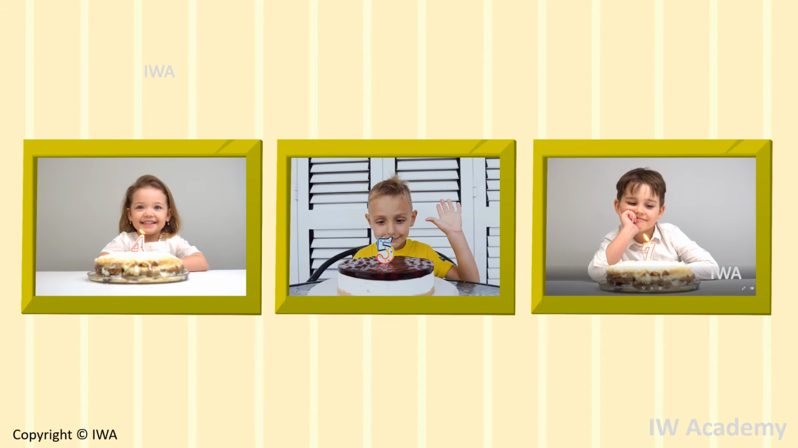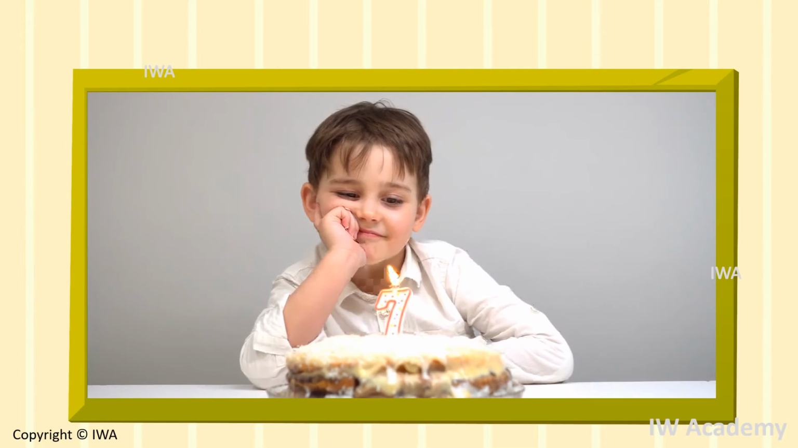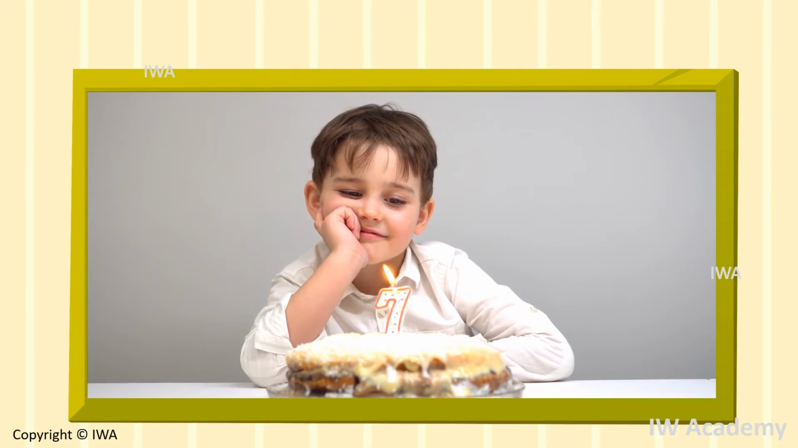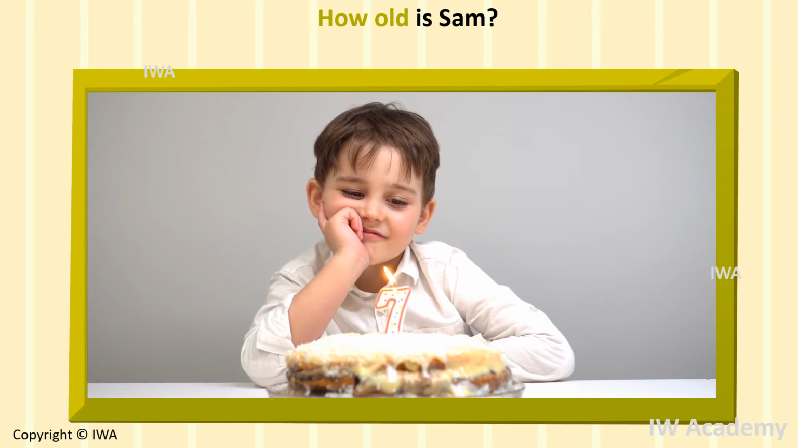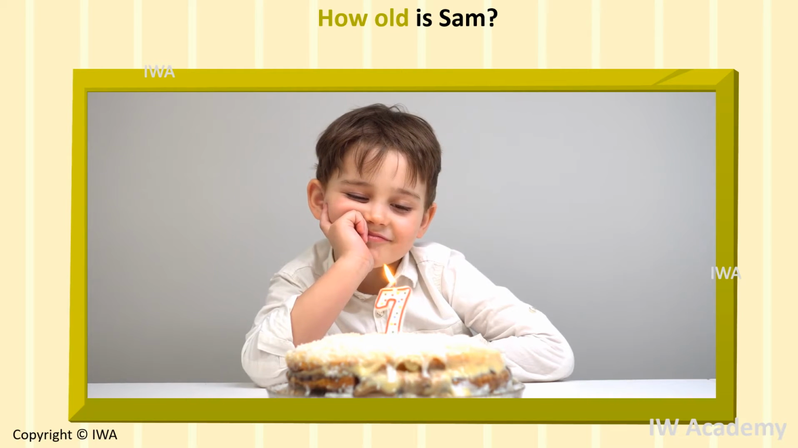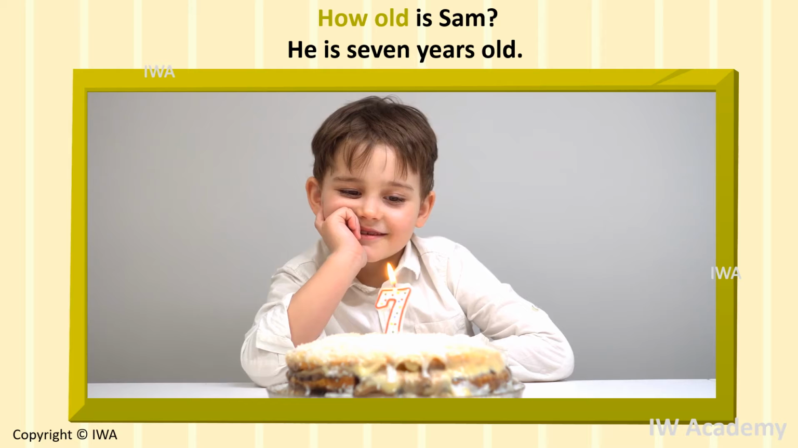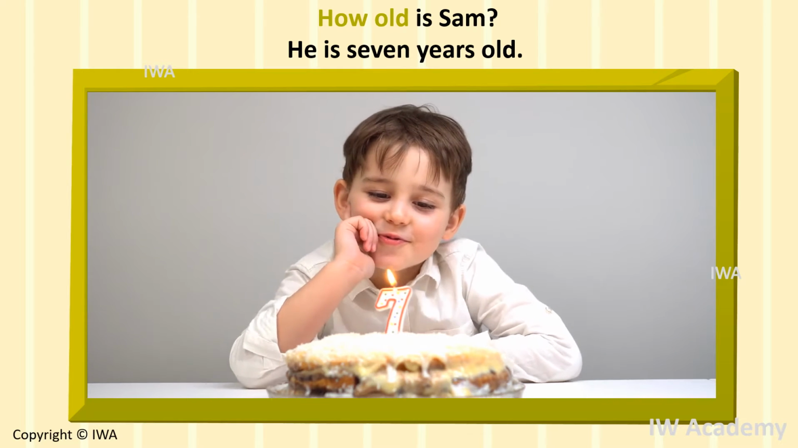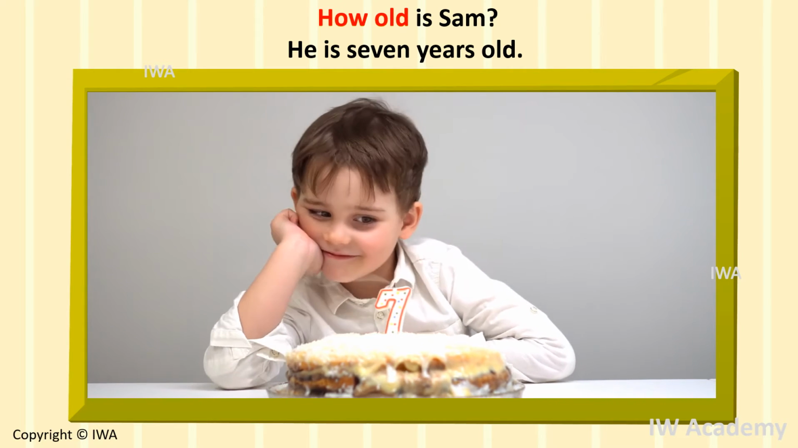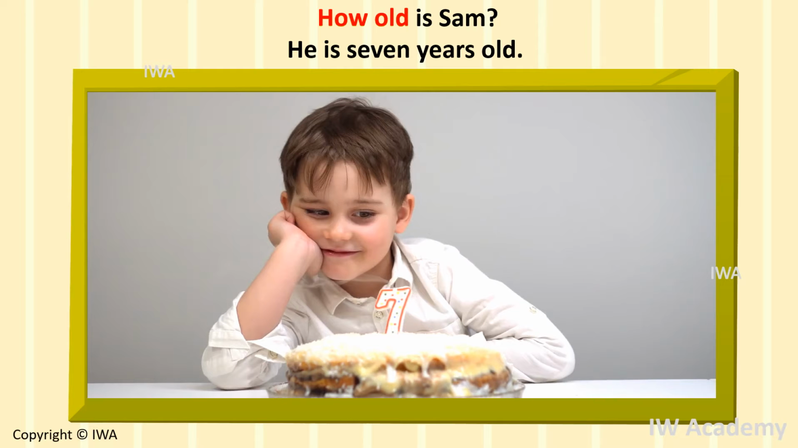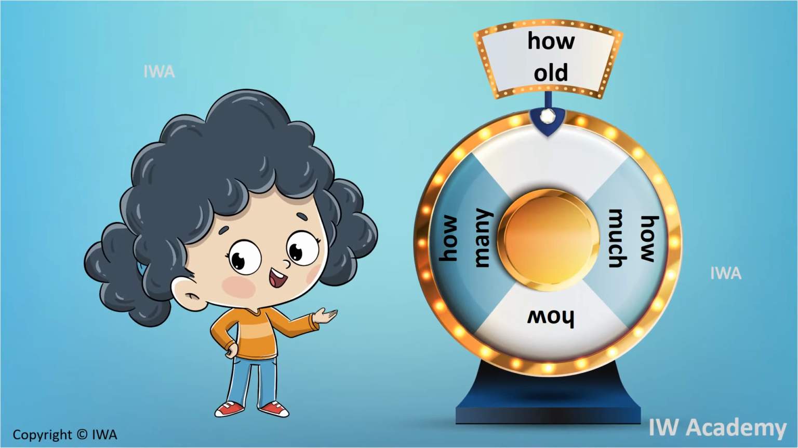Now, let's see Sam. Look at the candle. How old is Sam? He is 7 years old. We used how old to ask about his age. So, we use how old to ask about someone's age. We will spin the wheel one more time.